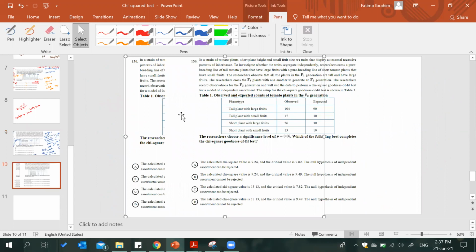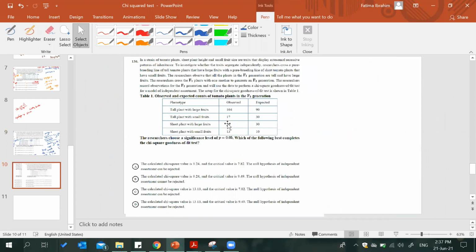And the last question, which is 130. In a strain of tomato, blah, blah, blah, plant height and small fruit size are traits that display autosomal recessive patterns. In that way, it is giving you two traits, plant height and fruit size. So you have to say that most probably I would be working on the dihybrid cross. If he's not giving me the expected, I have to work on the dihybrid cross. To investigate whether the traits segregate independently, cross a pure-breeding tomato with large fruit with a pure-breeding short tomato with small fruit. The researcher observed that all of the plants in F1 were such and such and all of the F2 were such and such.